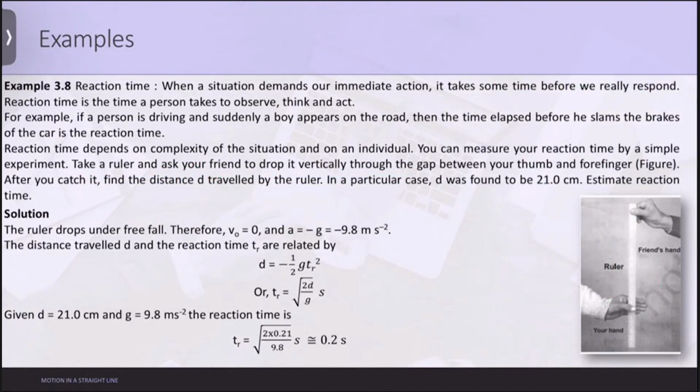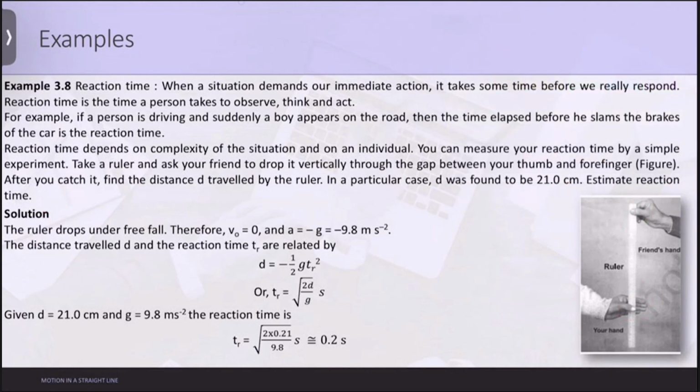In a particular case, D was found to be 21 centimeters. Then estimate the reaction time. So what was the reaction time you took? So he dropped it. You observed that he dropped. You thought about catching the ruler, and then you pressed your thumb and forefinger. The time it took for the complete portion is basically a reaction time. So that reaction time can be understood using this value of D given.